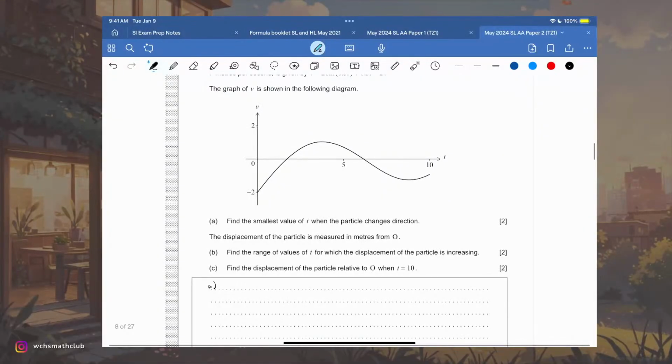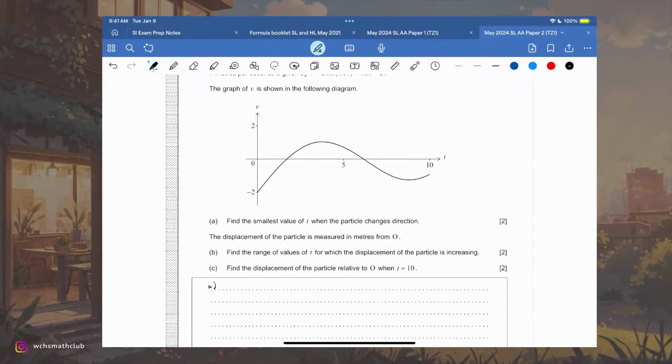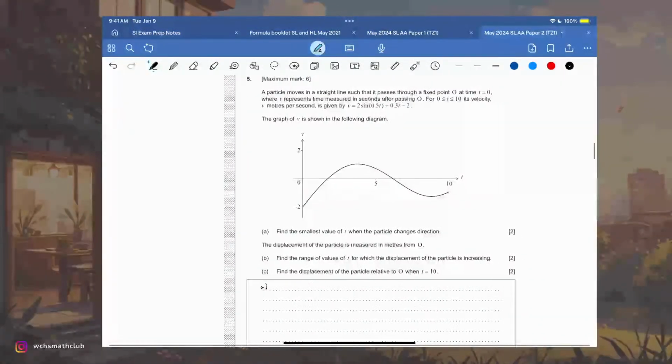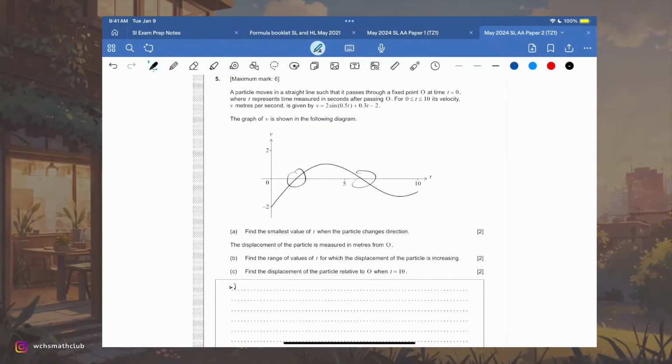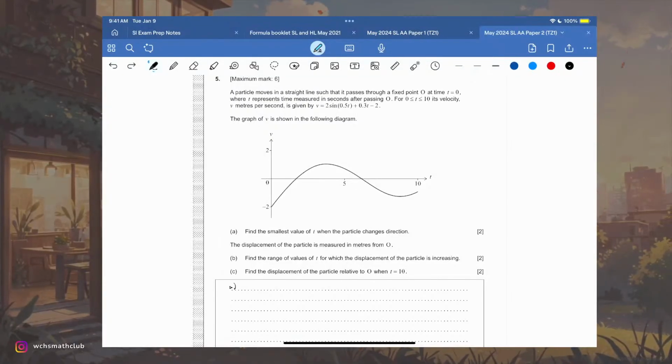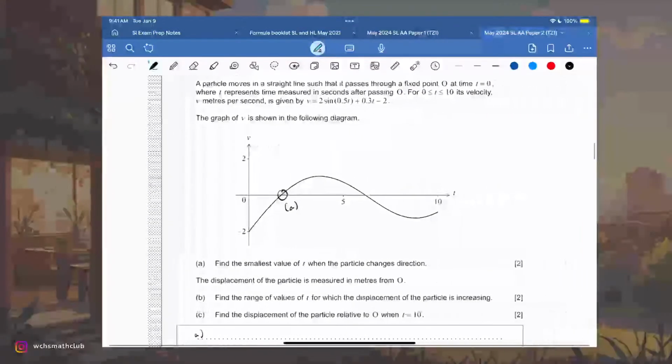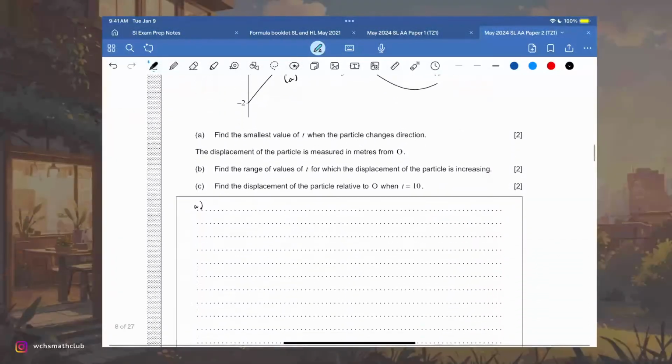When it changes direction, it just means the velocity changes sign. So for example, if velocity is negative and it suddenly turns positive, then the particle must change direction. That means that we're going to look for these points right here, but it says the smallest value of t. So for part A, we want to look at this value right here. In order to do so, we're going to look at the equation.